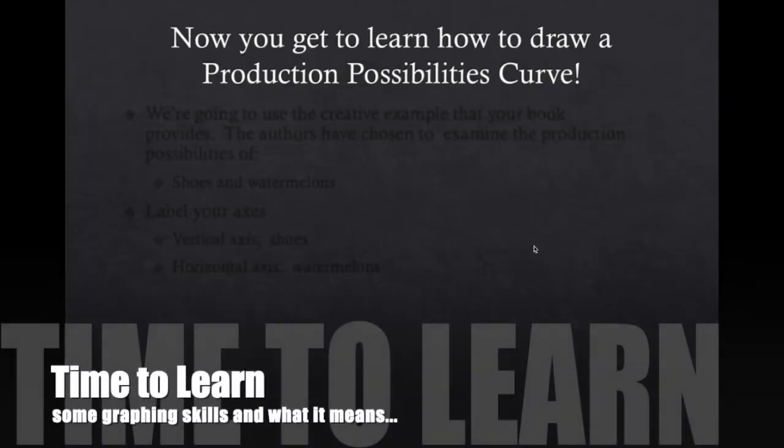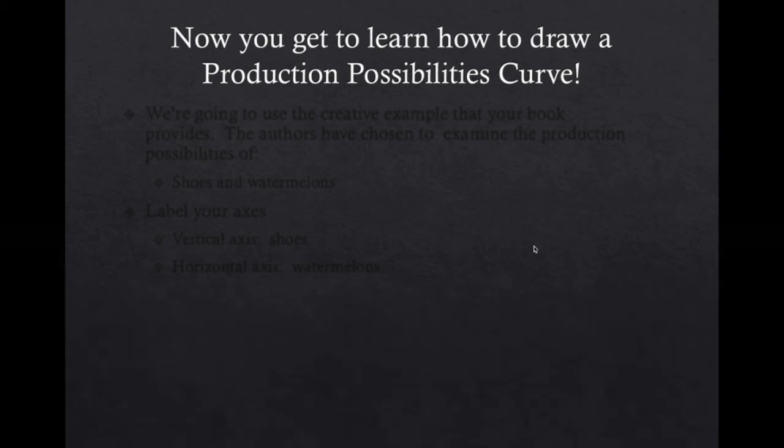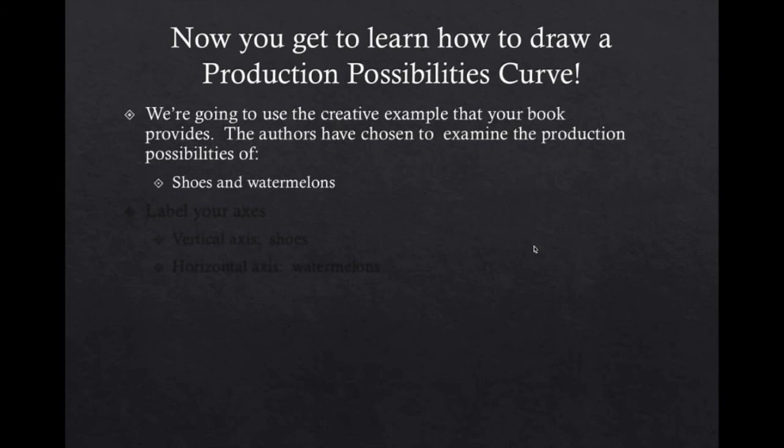Okay, so by now you would have watched the video on what a production possibility curve is. So now we want to learn how to draw the curve. If you are a little bit new to graphing, we want to start from the basics. So let's pretend that we need to do an example that's in an economics textbook. That's where I found it. Good old economics textbooks. And we're going to just use shoes and watermelons because why not? Everyone loves watermelons. Everyone wears shoes.